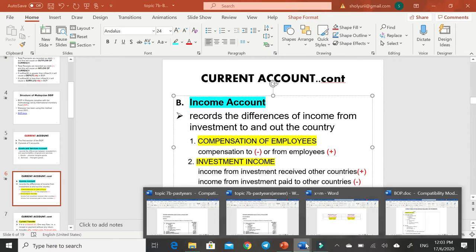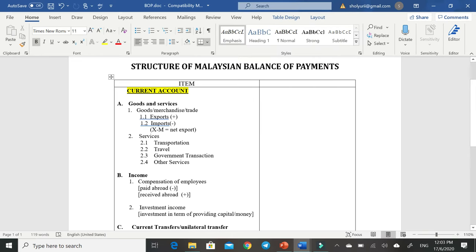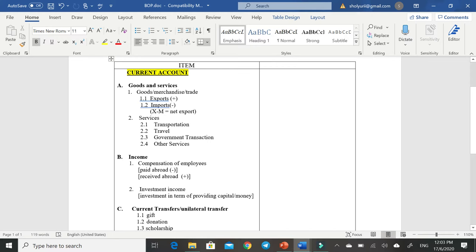Okay, so kita tengok structure kejap balik kepada tadi. So here, kalau yang ni compensation of employee paid abroad, dibayar keluar, so dia akan record as negative. Received abroad, dapat daripada luar, dia akan record as positive. So kadang-kadang tu soalan dia very broad tau. You kena decide which one yang akan ditambah, which one akan ditolak.